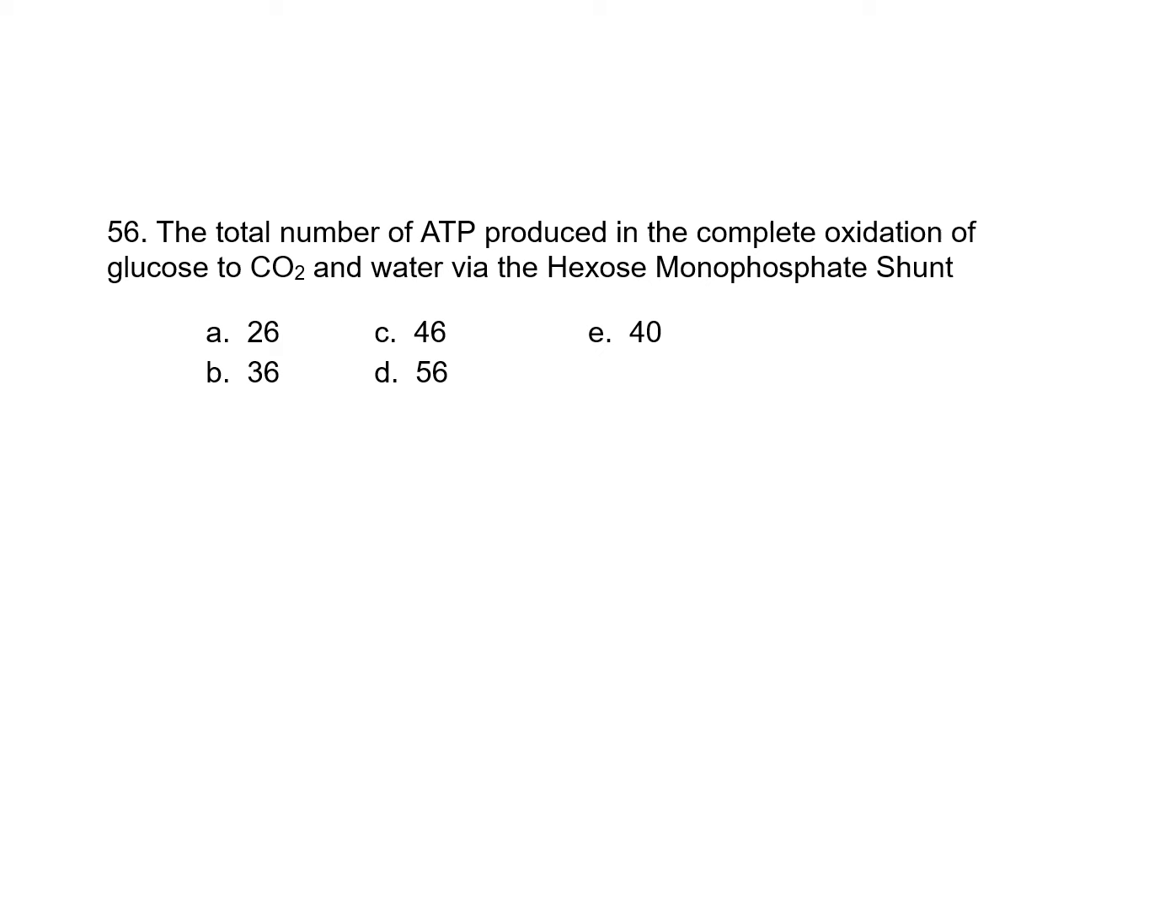Number 56. The total number of ATP produced in the complete oxidation of glucose to CO2 and water via the hexose monophosphate shunt: A, 26, B, 36, C, 46, D, 56, E, 40. The answer is 36.